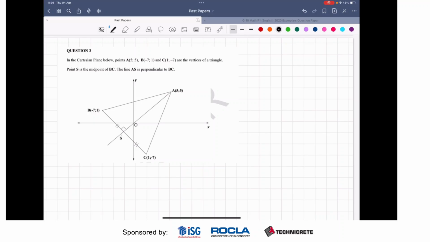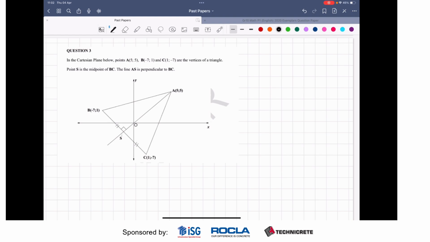Then for question 3, I'm given the following diagram on a Cartesian plane. It's a triangle on a Cartesian plane. So I'm given A, B, C, and their points, which are the vertices of the triangle, and I'm told that S is the midpoint of BC, so they've labeled that BS is equal in length to CS, and then I've got that this line AS is perpendicular to the line BC.